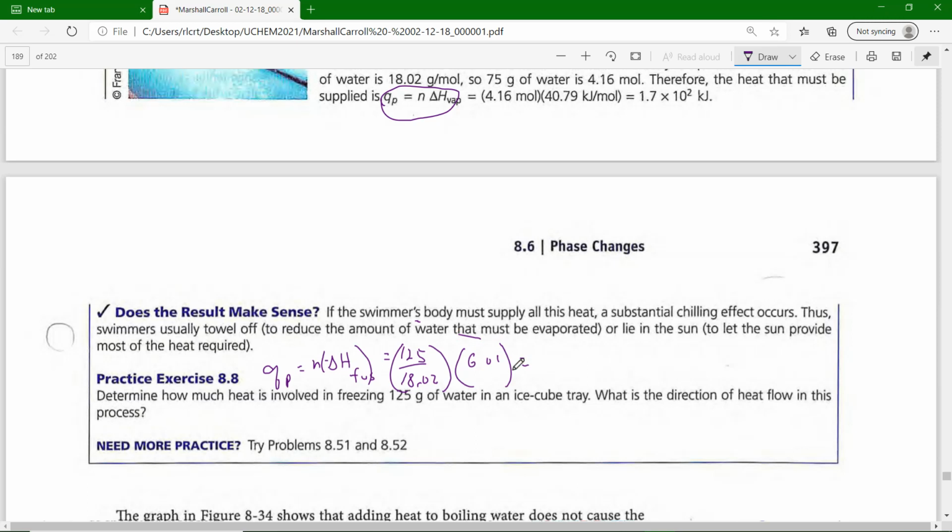So 125 divided by 18.02 times 6.01 is negative 41.7 kilojoules from the tray to the freezer compartment. So that negative sign means it's going from the tray to the compartment in the freezer.